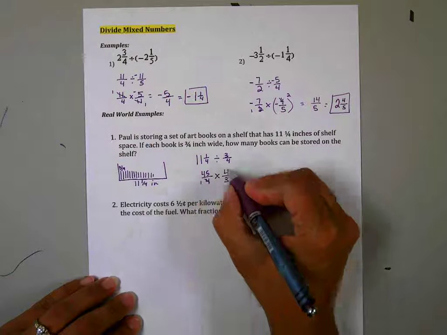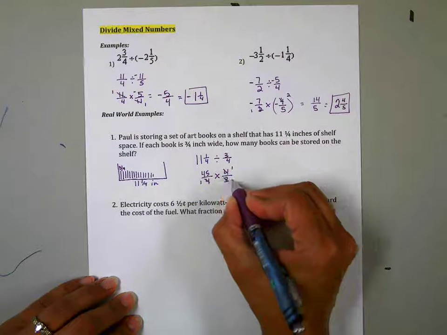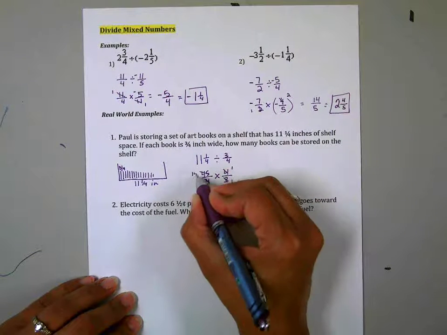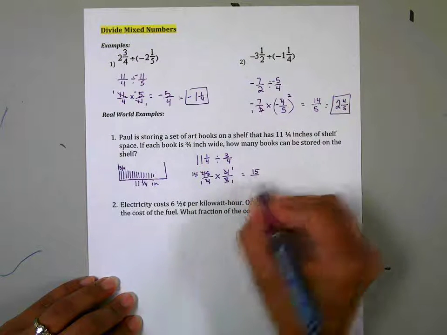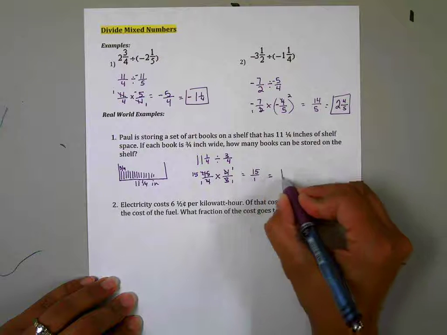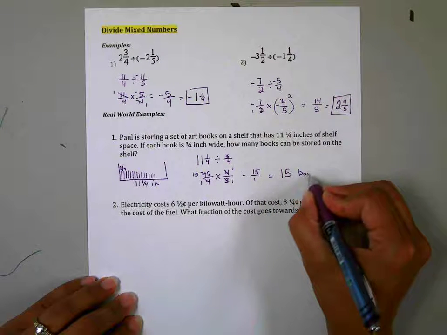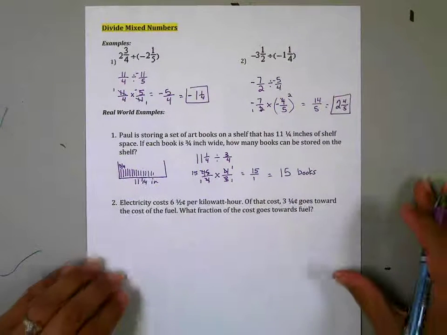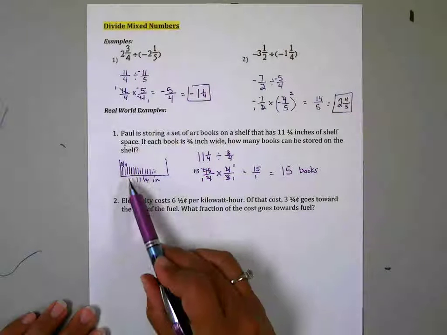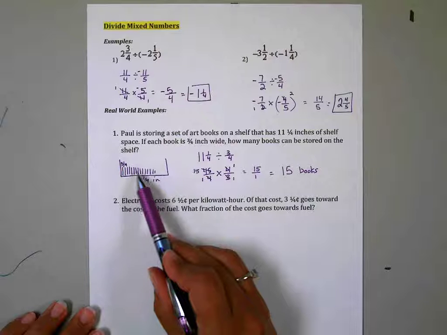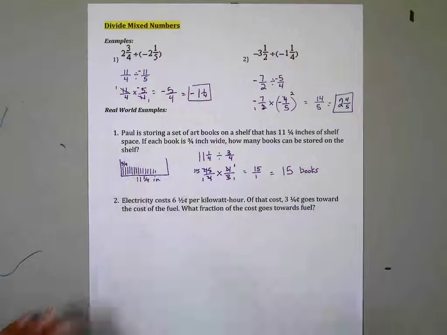So 1, 1, 1, 15. 15 times 1 is 15. 1 times 1 is 1. So we could fit 15 books on the shelf. So again, we had 11 1/4 inches, and we can fit 15 books that are 3/4 of an inch wide.